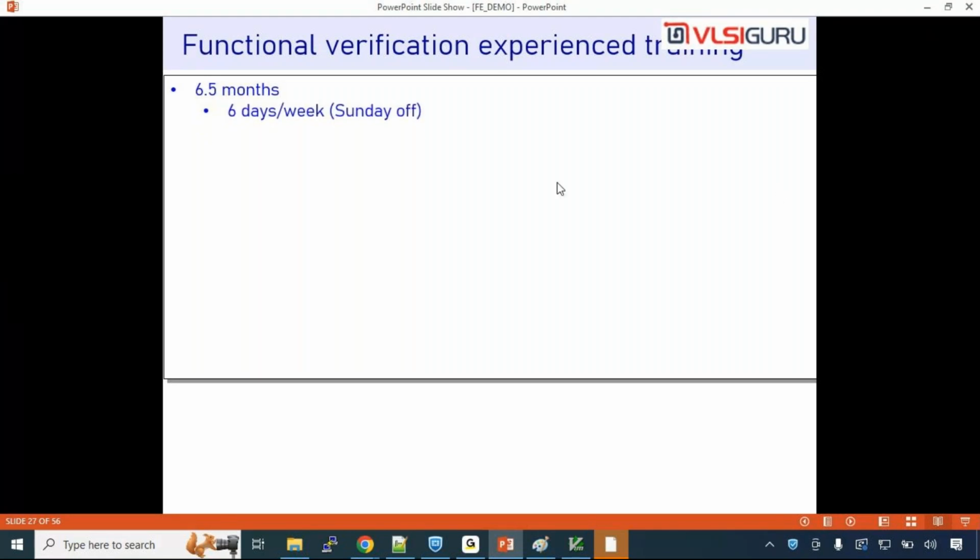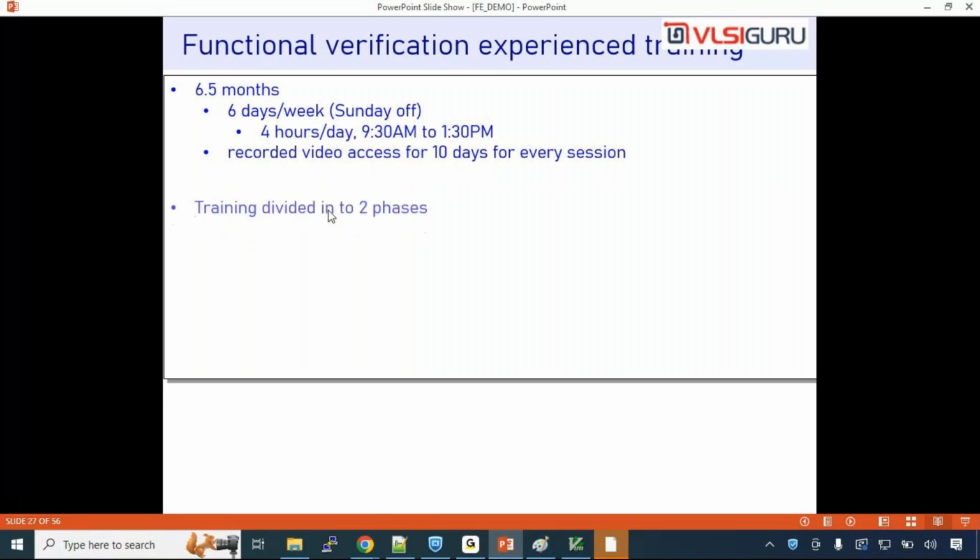6 days per week, 4 hours per day, with recorded video access for 10 days. Training is divided into 2 phases only. Earlier it was 3, now it's only 2. Phase 1 is 4 months. Earlier it was 3 months actually. Phase 2 was 3 months, it is now 4 months.